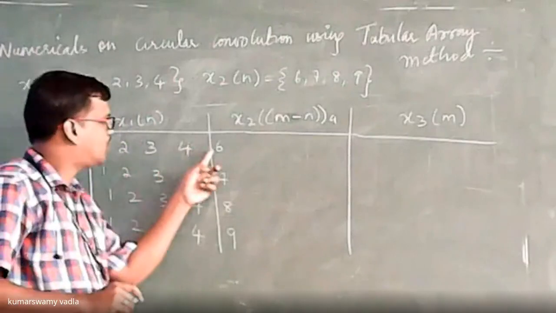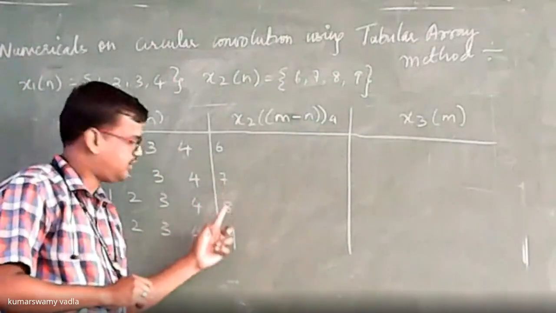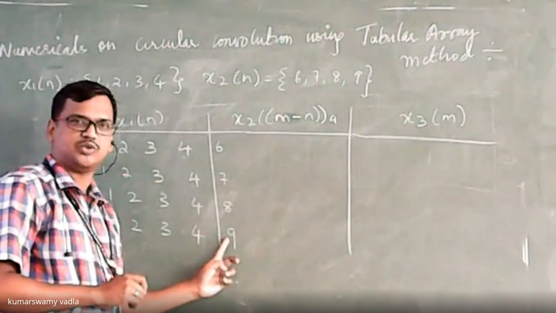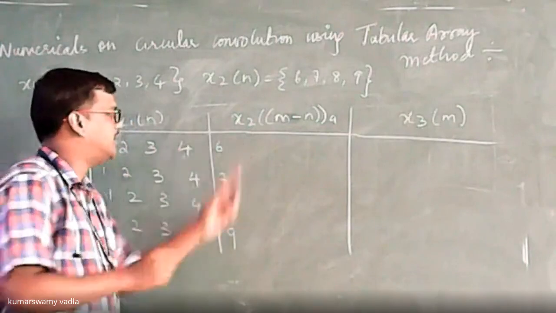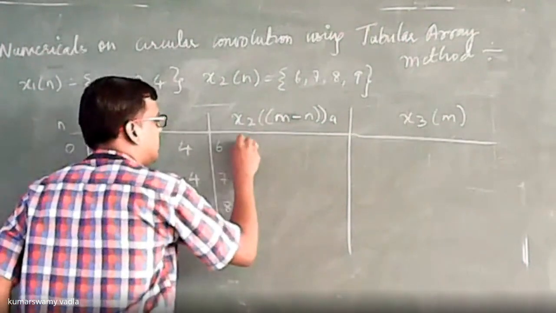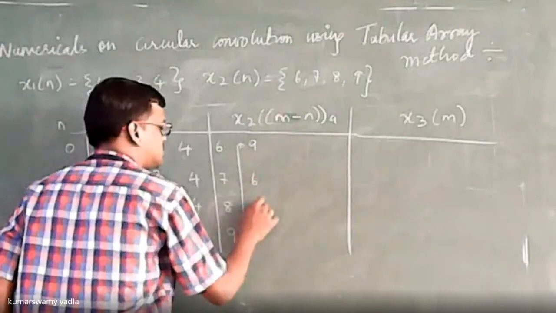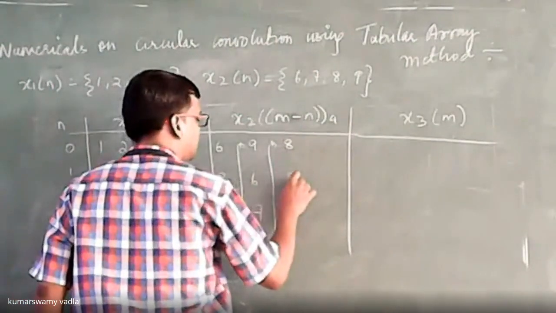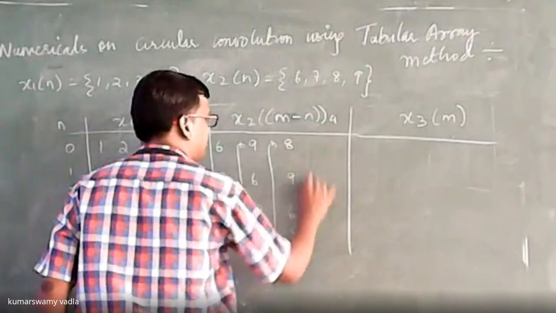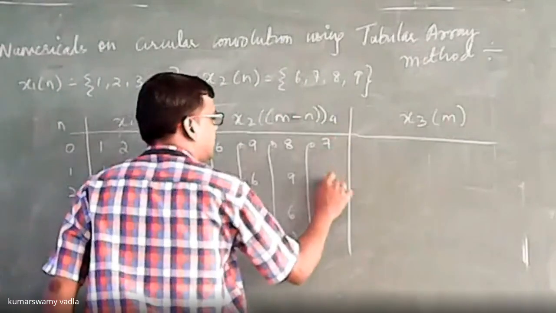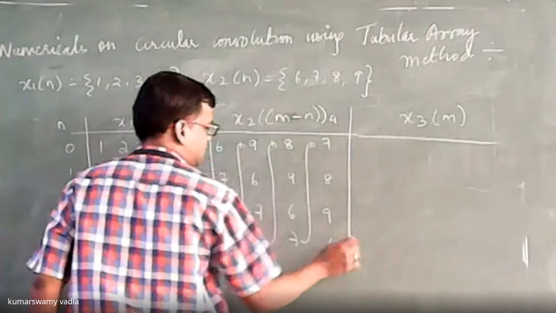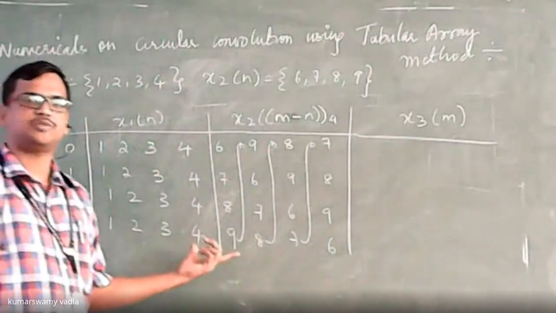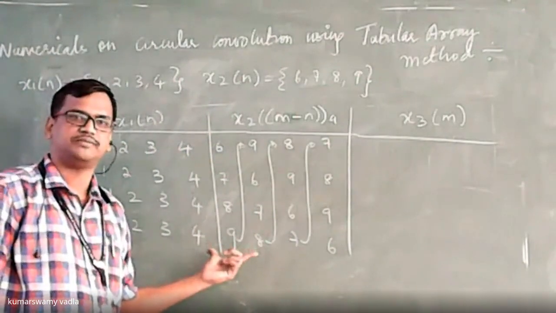That is x2 of 0, x2 of 1, x2 of 2, x2 of 3. This goes here again. This goes here. 9, 6, 7, 8. Then 8, 9, 6, 7. Then 7, 8, 9, and 6. Is this point clear for everyone, students?